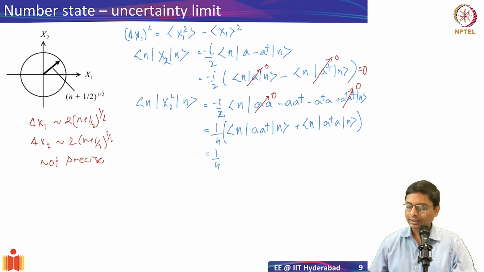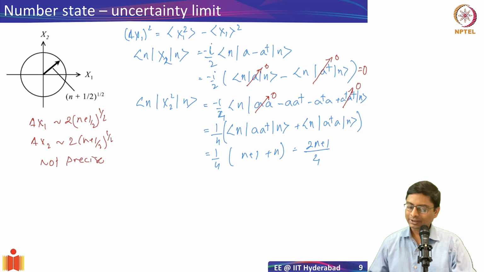So now what is this number now? 1/4. a dagger acting on n will give me root of n plus 1. And then the lowering operator will give me the same thing. So this is n plus 1 effectively, correct? Square root of n plus 1 into square root of n plus 1. And in this other case, it should be n. So basically we have 2n plus 1 divided by 4.